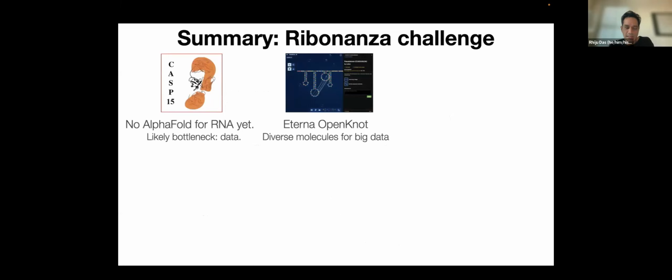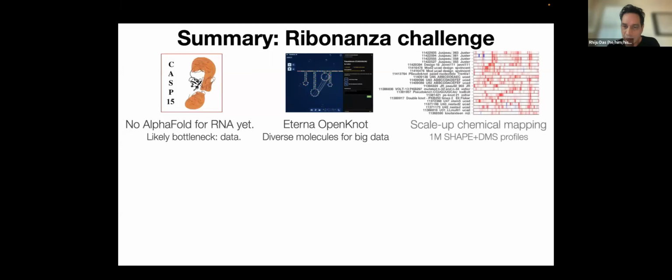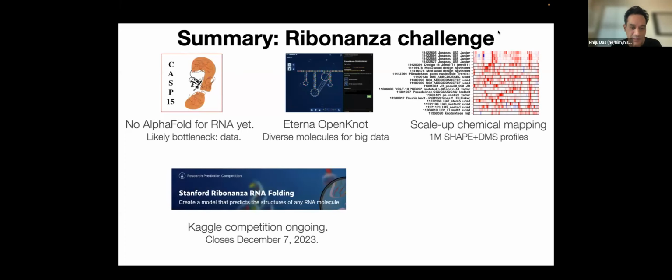And then to collect a lot of the sequences that we want for a big data set, we've initiated the Eterna OpenKnot challenge, and that's now resulted in on the order of millions of diverse molecules. We've then scaled up classic chemical mapping approaches to get on the order of 1 million profiles using these SHAPE and DMS chemical mapping approaches. And then we've launched this competition, which opened September 7th and closes December 7th. You still have basically 2 months. That's called the Stanford Ribonanza RNA folding competition. It's on Kaggle, and anyone who wants to participate can participate.